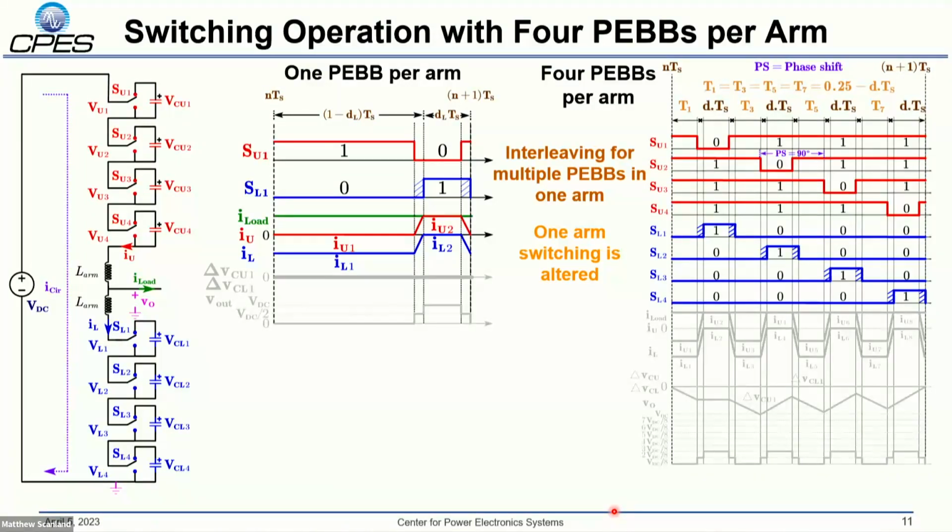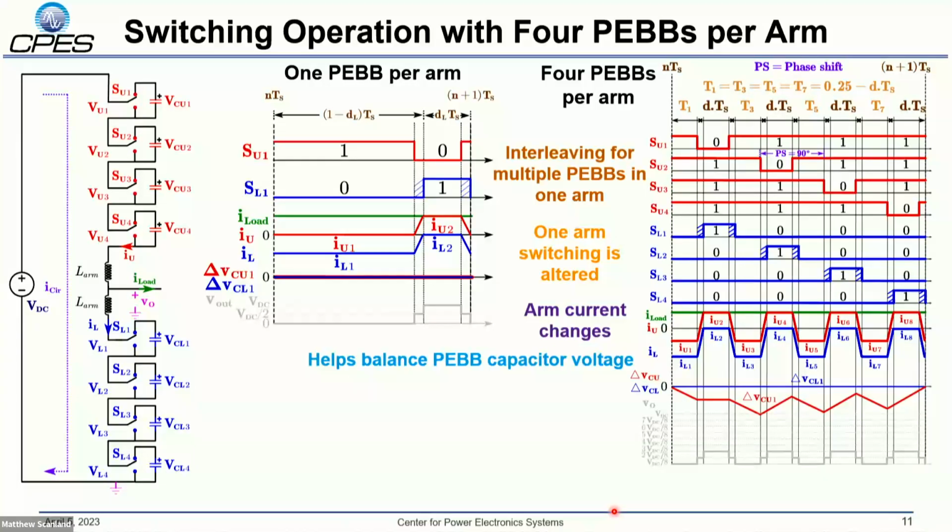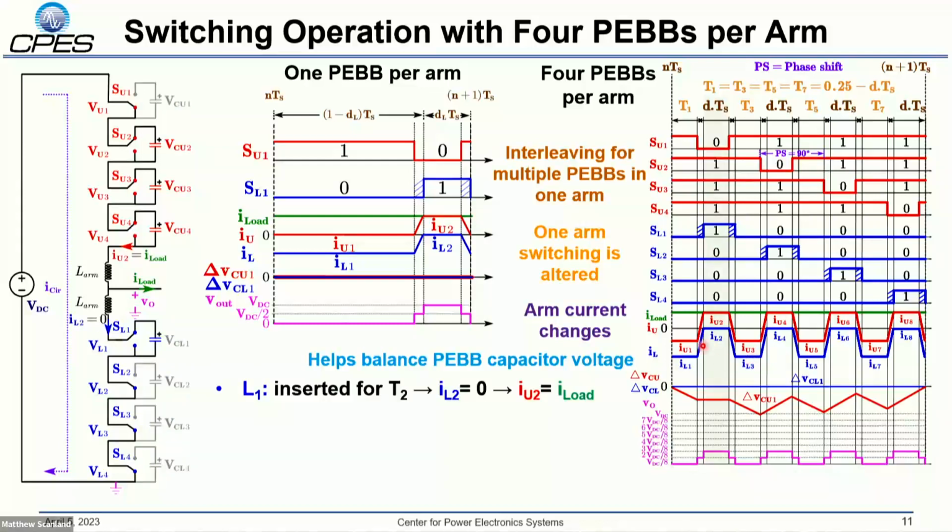The arm current was changing twice. Now we are changing it multiple times, again, 2 times n. And then we are able to maintain the capacitor voltage deviation at 0 in 1 PEBB. We are able to do the same for 4 PEBBs per arm. So again, the fundamental idea is the same. You have these high di/dt states that allow you to control the capacitor voltage. But again, the arm current design here is slightly different. So I'll briefly cover it, but we can discuss this later.